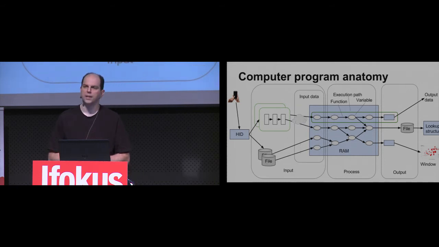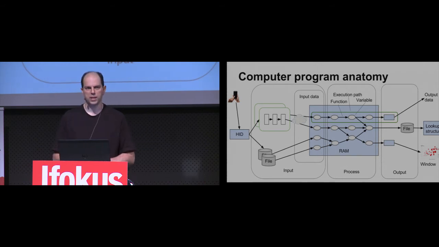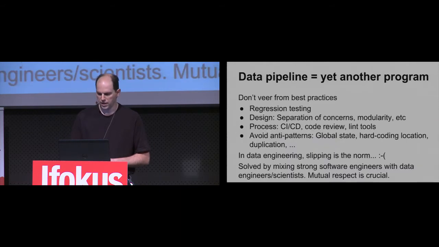If you look at this and compare it to a standard computer program, it looks the same. You have human interfaces, you have input, you have a computation in between, and you have output and some kind of display. It's all the same, but on a different scale. And since it's all the same, the best practices and good advice that apply for any type of program also apply for data processing. So if you see something in a data pipeline that would be a smell in your normal program, then it's a smell in the data pipeline as well. This is often forgotten.